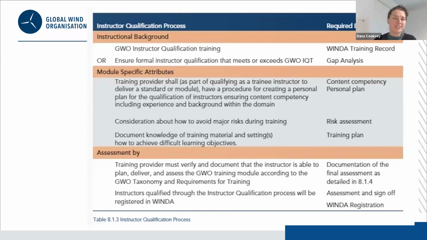The one piece of text that I think is really important here in the requirements, just before this: in order to use the instructor qualification process as a training provider, you have to have your process approved by a certification body. So you would basically develop a process, develop your gap analysis, and the content, competency, and personal plan templates or documents you'll be using. And once that's approved, then you use it on your individual instructors as you bring them along.